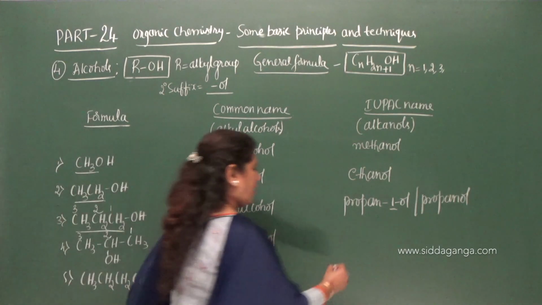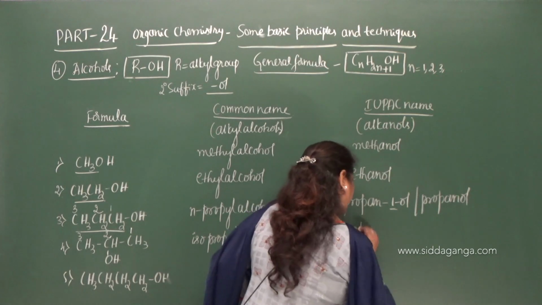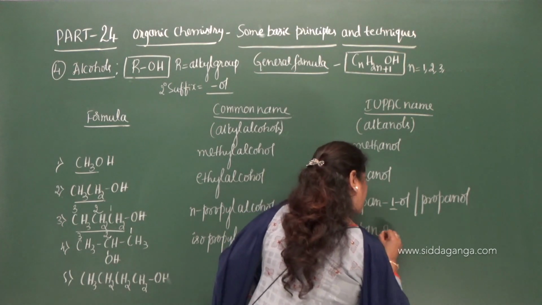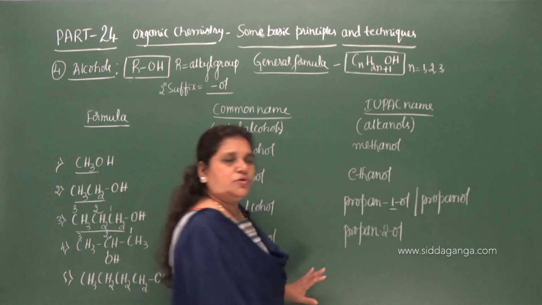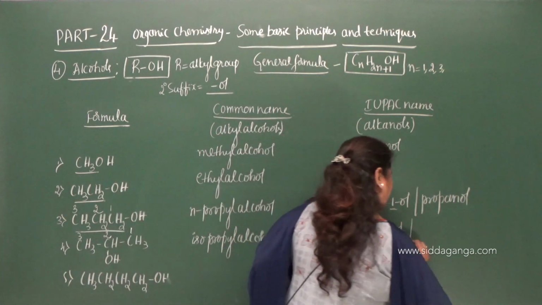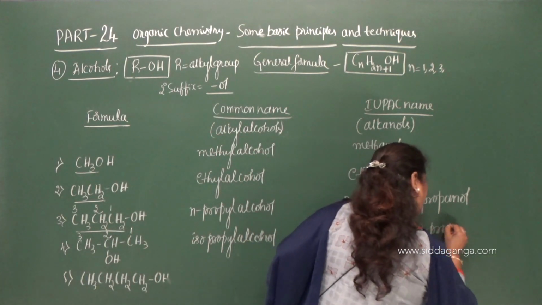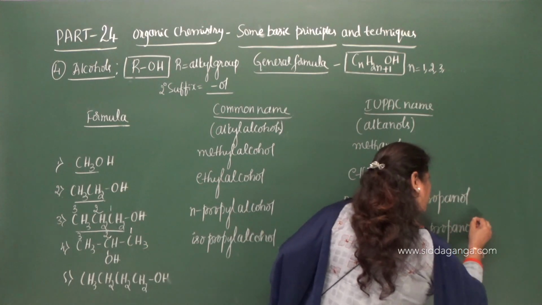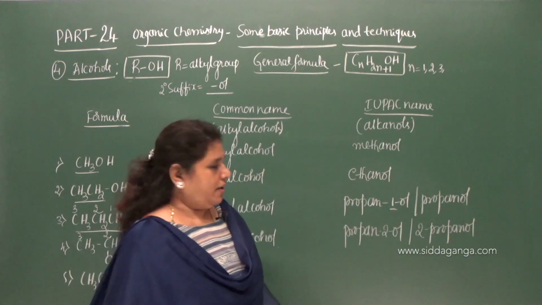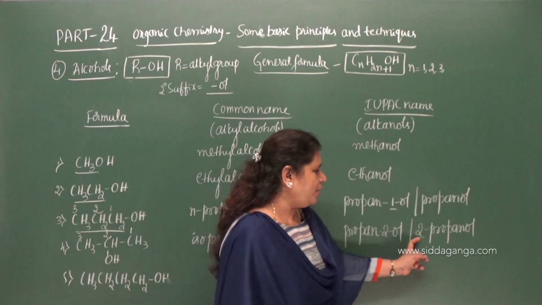So propane 2-ol. Propane 2-ol is the IUPAC name. You can even write it as 2-propanol. 2-propanol is the IUPAC name. So propane 2-ol or 2-propanol.